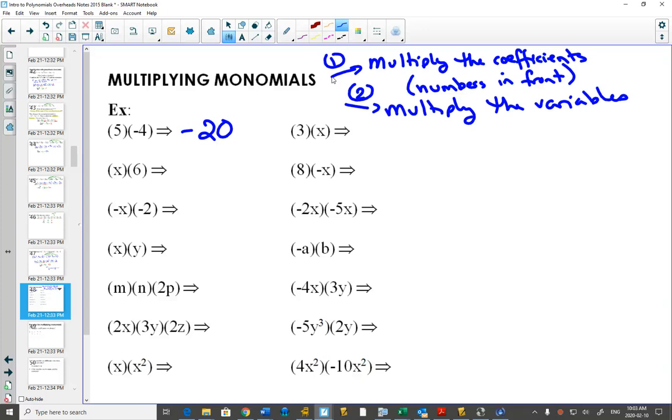In the second one, a 3 and an x, it's just going to be 3x. The coefficient in front of the x is like a 1. 3 times 1 is still 3. There's only one variable, so there's nothing you need to do there. It's just 3 times x. When you're multiplying x times 6, it's like the numbers are a 6 and a 1. If you multiplied 6 and 1, you would get 6. The only variable is an x, so you'd write 6x.